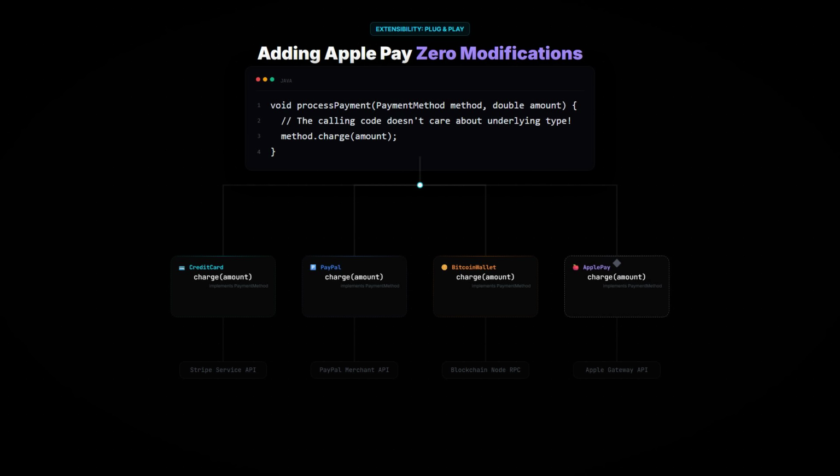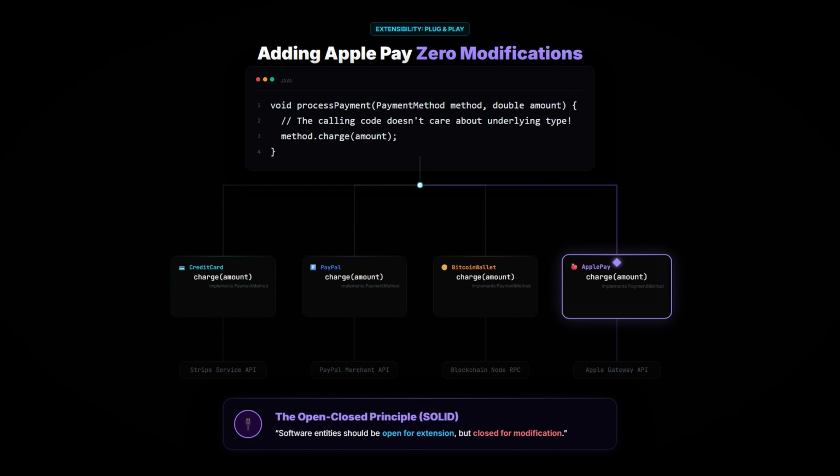Suppose your company decides to support Apple Pay tomorrow. You don't have to rewrite the existing payment flow. You simply create a new payment method that follows the same contract and plug it in. The rest of the system continues to work exactly as before. The code cares about what an object can do, not how it does it. That's one of the key ideas behind extensible software.